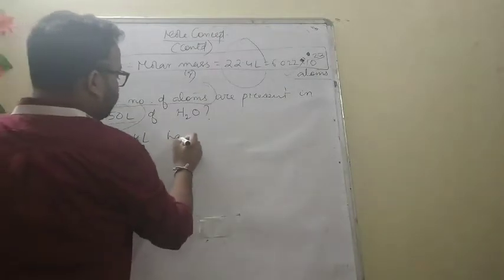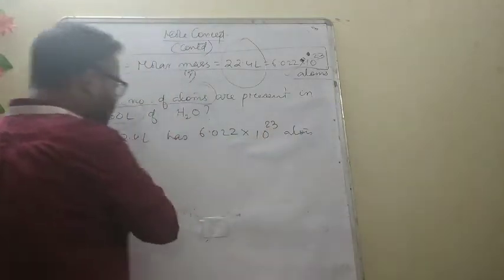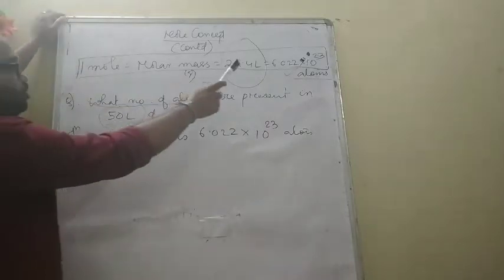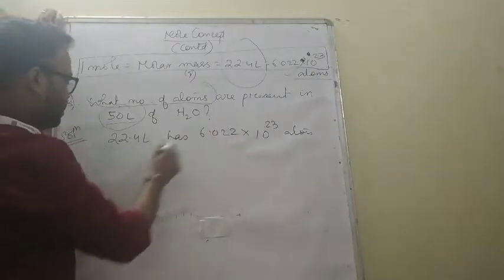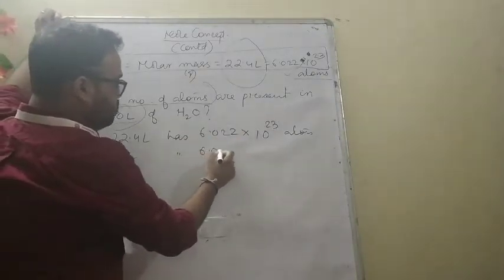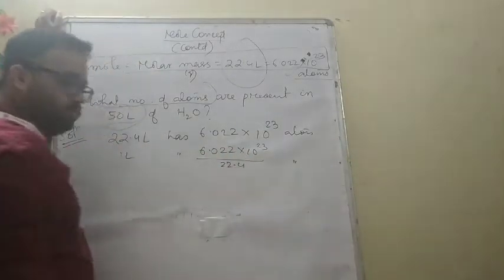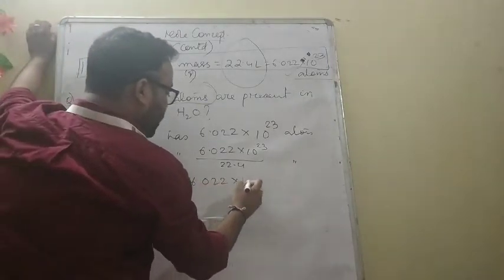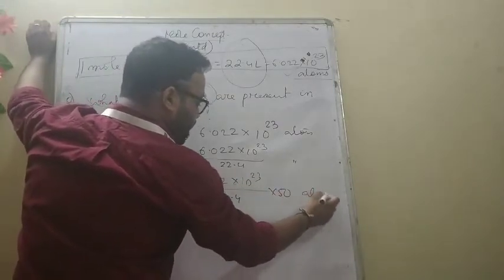So you write 22.4 liter has 6.022 into 10 to the power 23 atoms. Why I have written like this? Because they have told to compare number of atoms and volume. So I have taken these two. So 22.4 liter has this much atoms. Therefore 1 liter has this much divided by 22.4 atoms. Therefore 50 liter has 6.022 into 10 to the power 23 by 22.4 into 50 atoms. Calculation you do.